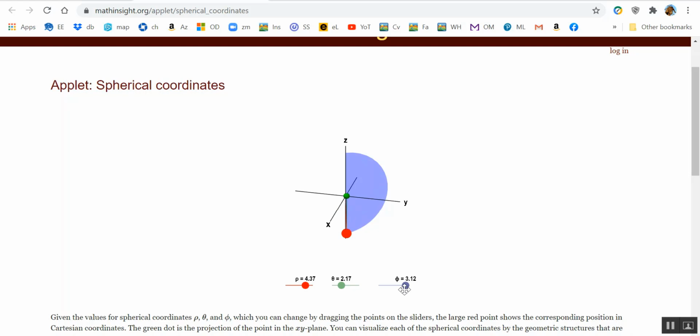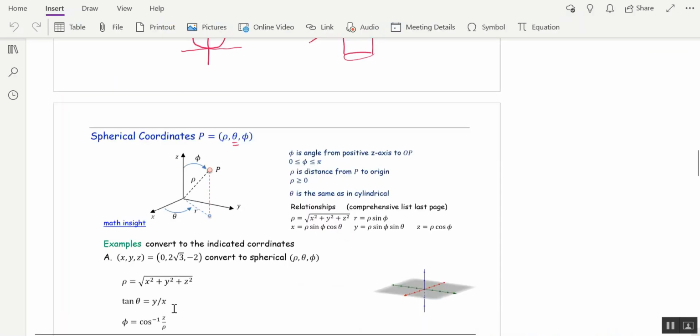Now that's it for phi. You can't go past pi. You cannot go past pi. Phi only goes from 0 to pi. If you want to get over here, you're going to do that by changing your theta. It's very interesting. All right, let's go back and do some conversions.